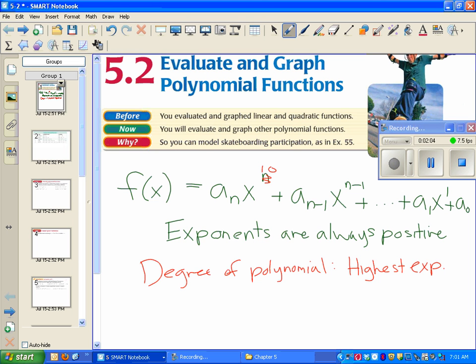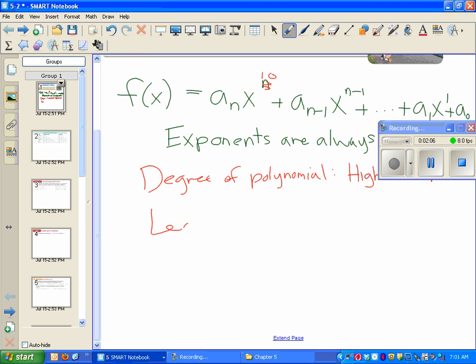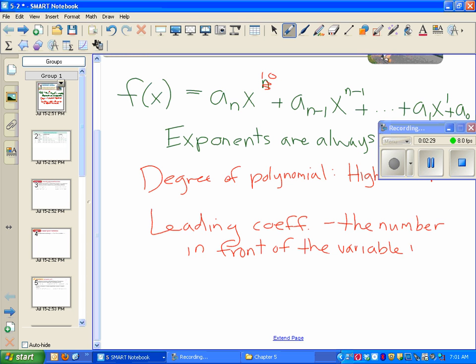Okay. And then the leading coefficient, that's another way we classify polynomials. The leading coefficient is just the number in front of the variable with the highest exponent, or the largest exponent.